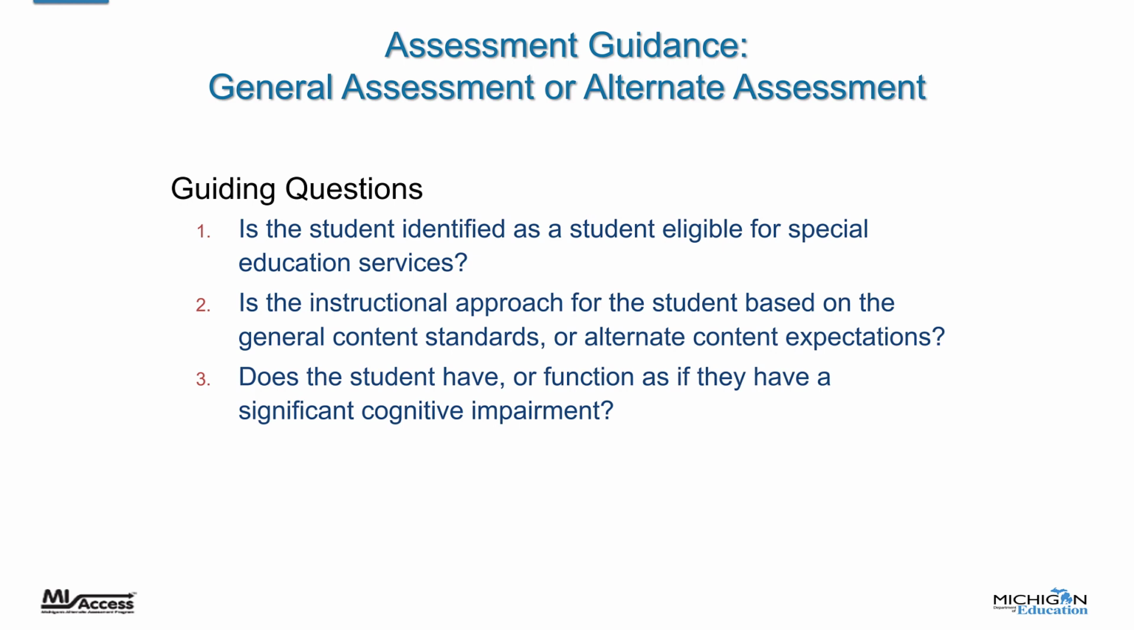Number 1. Is the student identified as eligible for special education services? If the student is not eligible for special education services, then My Access is not an option for that student. Number 2, what is the student's instruction based on? Is it based on the general content standards or the alternate content standards?